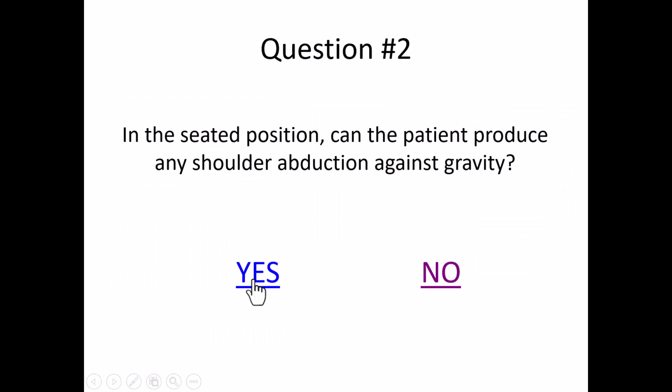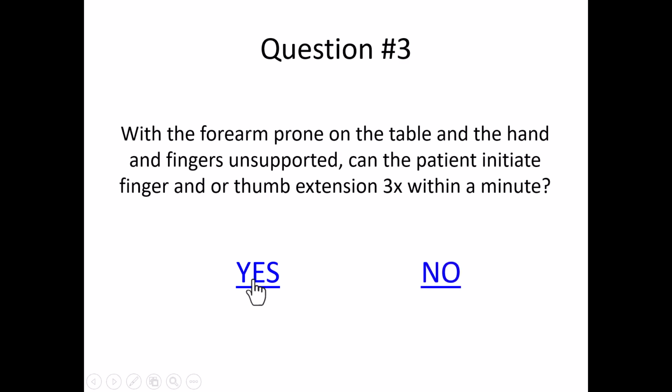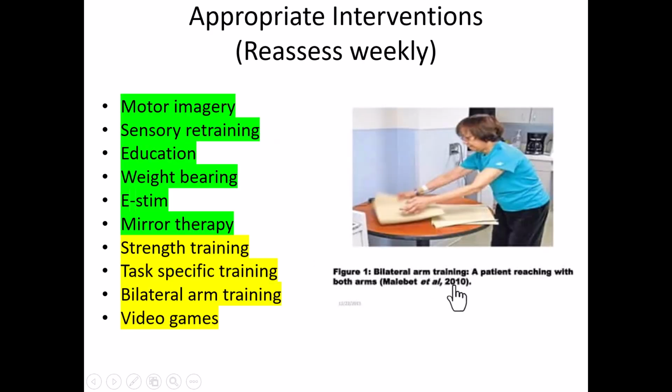Question 2. Now, in the seated position, can the patient produce any shoulder abduction against gravity? If the answer is yes, then you go to question number 3. And the last thing is, with the forearm prone on the table and the hand and fingers unsupported, can the patient initiate finger and or thumb extension 3 times within a minute? Okay, if they can't do this, then these are the appropriate interventions that are recommended.